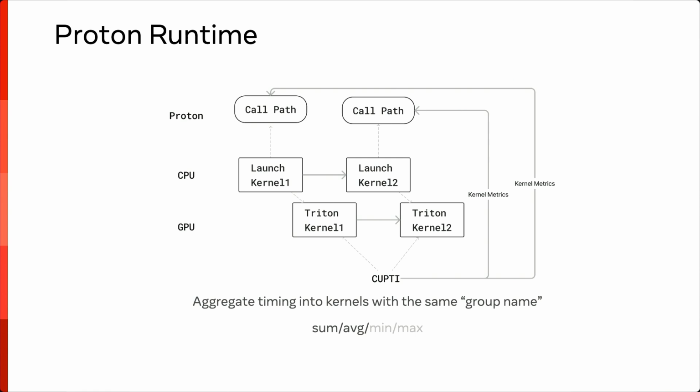Only once the GPU buffer is full, we're going to copy the metrics back to the CPU, and Proton is responsible for accumulating these metrics onto the call path where these kernels were launched. Currently, we support different aggregation methods, including sum and average. We don't support min and max yet.